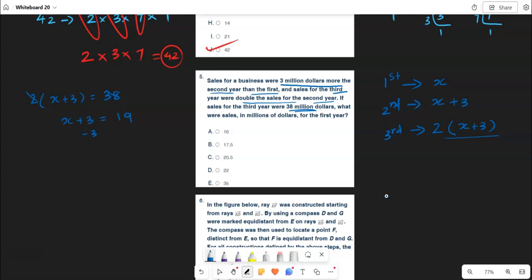Take away the 3 from both sides. It cancels out, so X will be 19 minus 3, that is 16. So the first year of sales was $16 million. That's the first option. Now we are moving on.